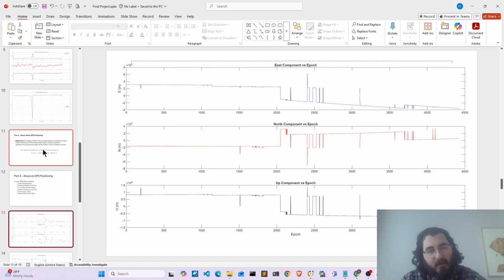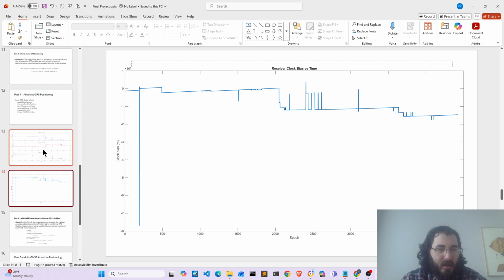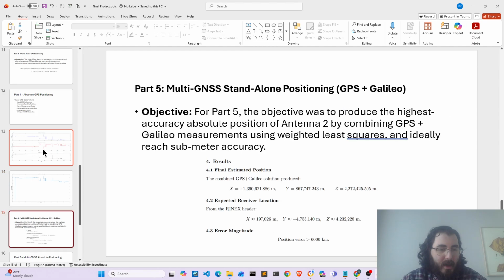And for the conclusion, the structure of a correct single point solver was in place, but without mandatory GPS corrections, convergence was impossible, and thus the standalone solution could not reach meter-level accuracy. And lastly, this is the clock bias graph for part 4.